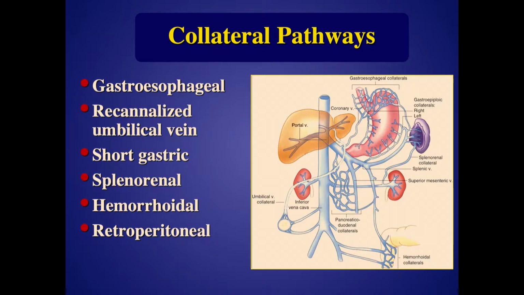Again, just another look at the collateral pathways. These are all areas where you can identify collateral flow. And you can see most of these if you look for them. Certainly looking around the stomach, as I'll show you in a minute, you'll see gastroesophageal varices. A recanalized umbilical vein, not hard to find when you're scanning through the liver. And you can scan through the left lobe, you can see it coming off in the falciform ligament. You certainly, when you're evaluating the spleen, identify the splenic or splenorenal collaterals. And the other ones, more difficult to find, but if you look for them, you will see them on your exam.